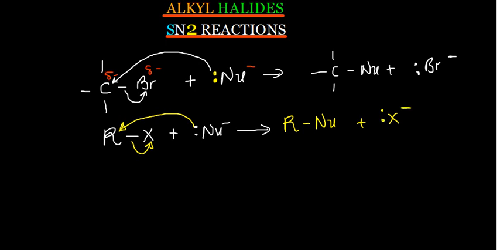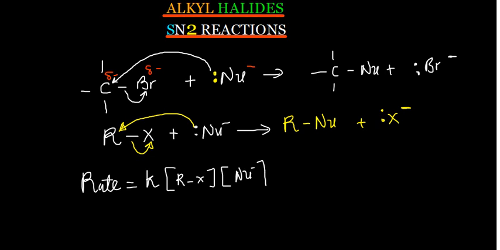So we can write the rate expression for this reaction. The rate of this reaction is given by the rate constant, and then we look at the reactants. We have got R bonded to X, and then we have got the nucleophile. This is the rate expression for this reaction. We can see that the coefficient here is a 1, the coefficient here is a 1, so you have got power 1, power 1. So we can conclude this is a second order reaction.